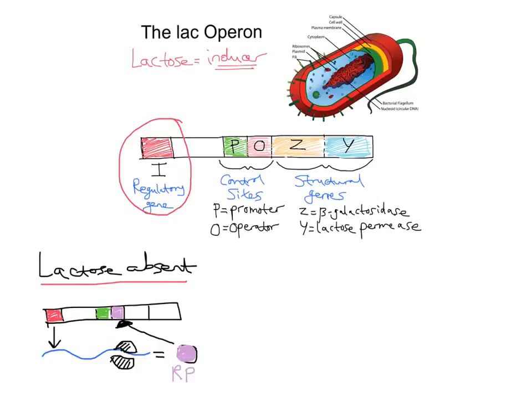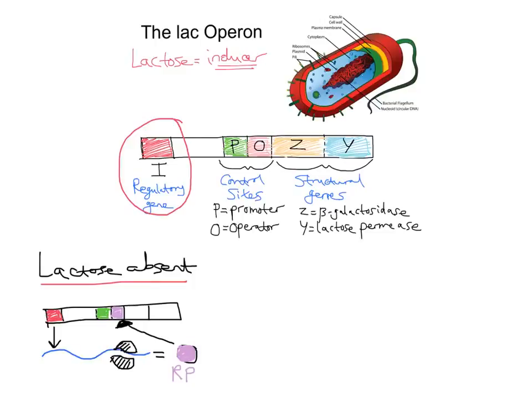So without transcription of Z and Y, we're not going to produce any of the two enzymes that we need. We're not going to produce any lactose permease, we're not going to get any beta-galactosidase, because we're not getting transcription of Z and Y, because the RNA polymerase cannot physically bind to that promoter region, because our repressor protein that's sitting on the operator part is covering a part of it. So we're not ultimately going to produce any enzymes to be able to break down lactose.